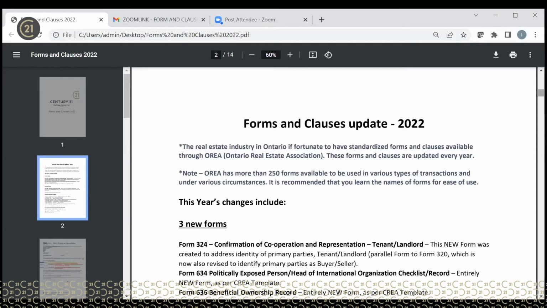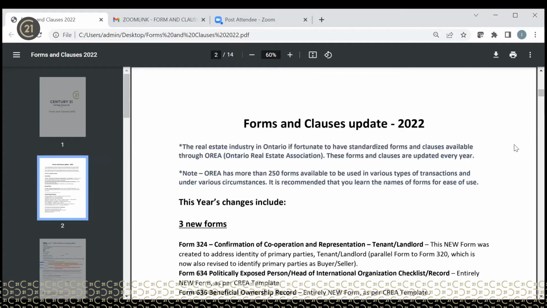Do this so that when you are searching forms, all you have to do is put in the use of the form or the title of the form and it'll pop up. If you are counting on your memory to remember the numbers of the forms and you don't know what they do, you're going to have a very difficult time searching through the OREA forms for a specific form you may need. Whether it is a termination or a schedule or whatever it is, use the names of the forms. Okay, so that's my advice to you.